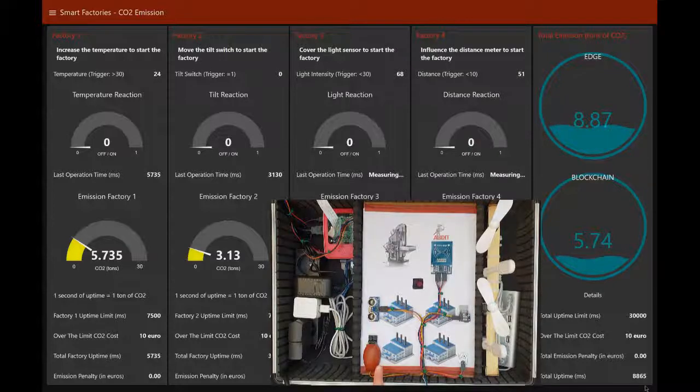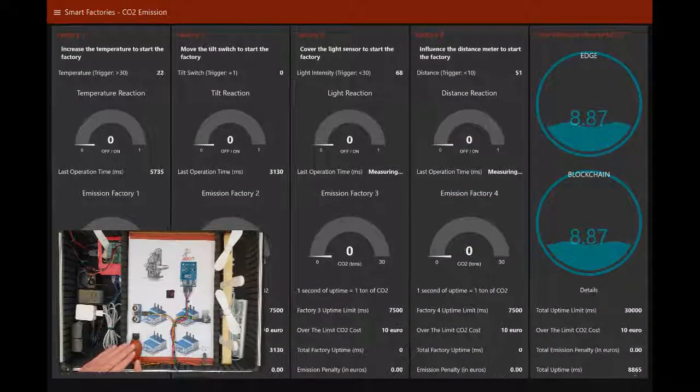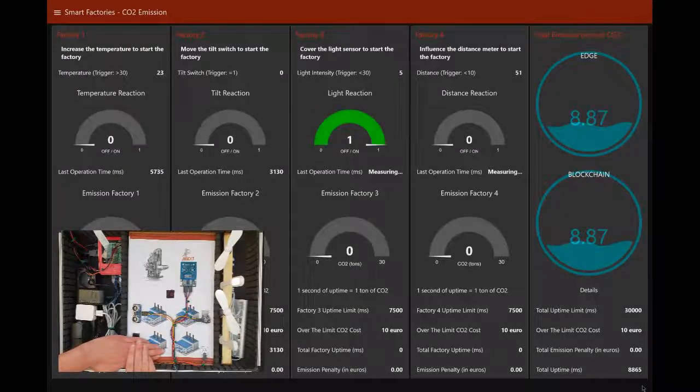This is the go button for factory number 3. It's a light sensor. It measures the intensity of light. To activate factory number 3, you simply need to cover it with your palm.